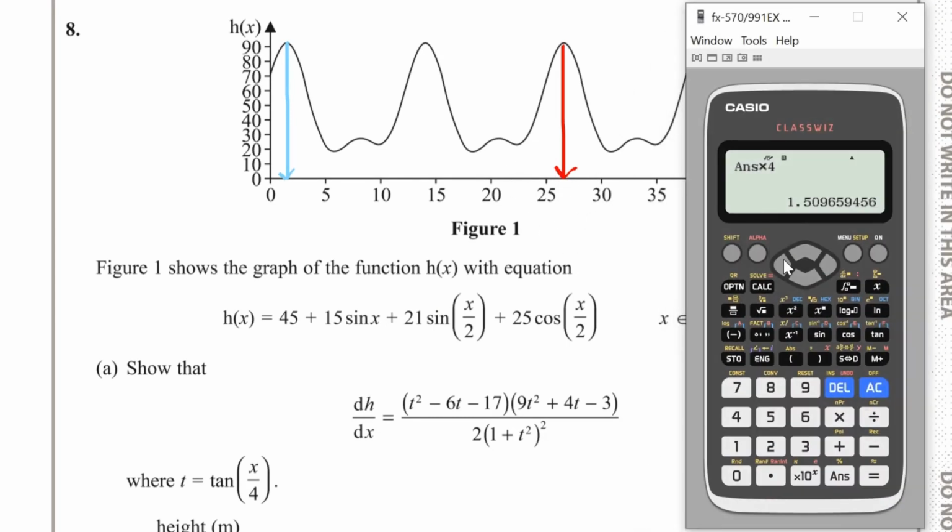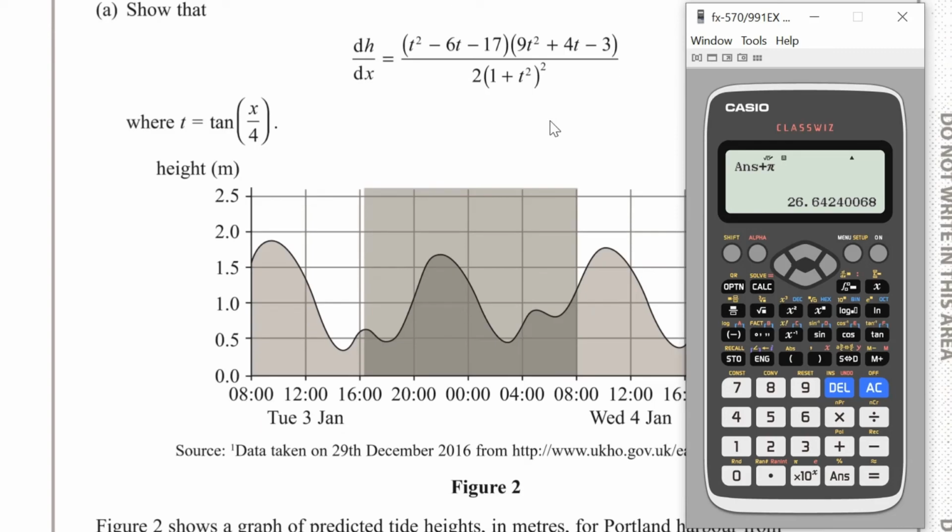So we've got this 1.509, etc. Let's keep adding on pi until we get a value of around here. If I add on pi, still too small. Add on another pi, still too small. Add on another pi, still too small. Continue adding pi, it's still too small. And if we continue, we've added 8 lots of pi to get this value of 26, which is around over here, isn't it? It makes complete sense.